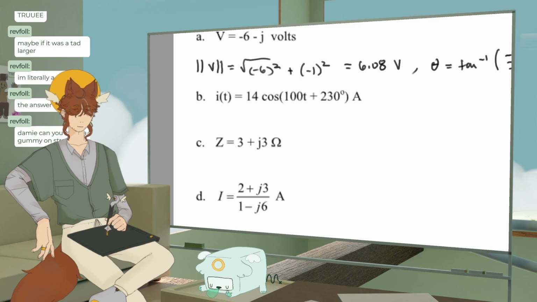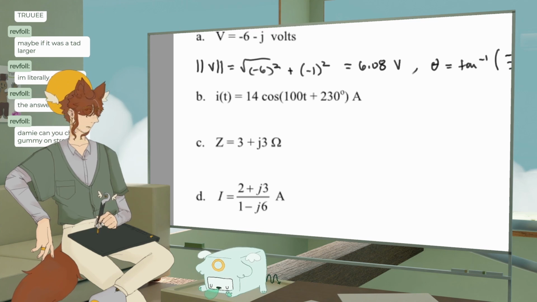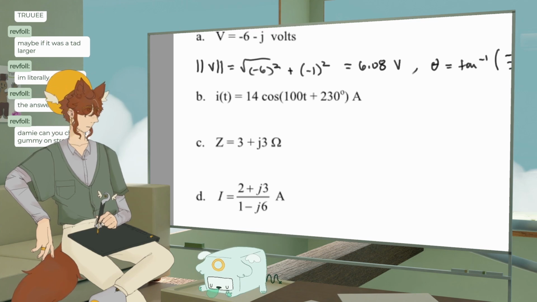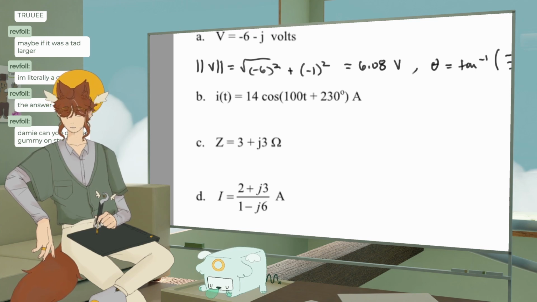6 minus j. Oh, minus 6 minus j. All you have to do is value correctly. B is a straightforward representation of I of t. So it's a one-step answer. I of t is IP cosine omega t plus or minus theta. So you should be able to find the magnitude and the phase angle directly from there.